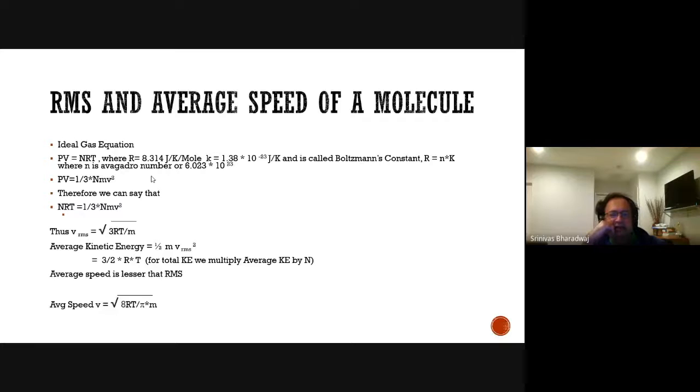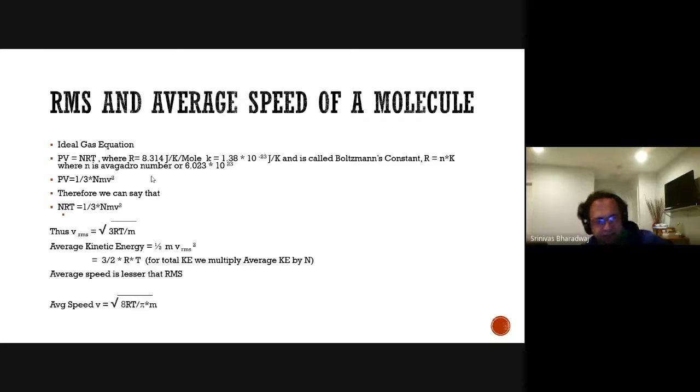Therefore, you can also write it as 3 by 2 RT. The average kinetic energy is half mv square. That becomes 3 by 2 RT, which is the average kinetic energy.